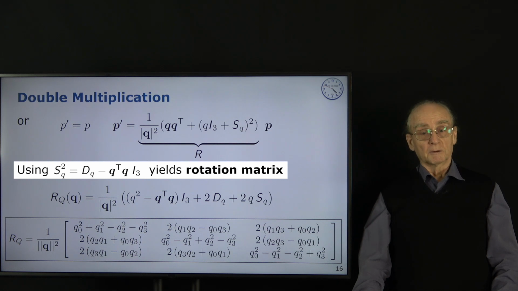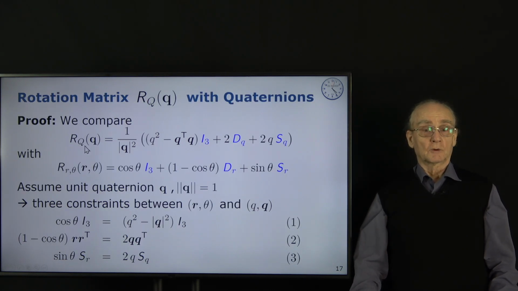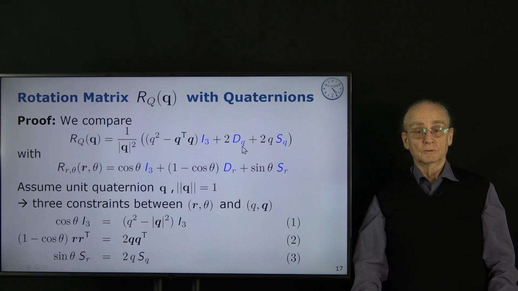This may be comparable to the representation of the rotation matrix which we learned last time, based on a rotation axis and a vector and a rotation angle. So we would like to compare this matrix with the entries I3, DQ and SQ with the rotation matrix based on rotation direction and angle, which also depends on I3, D and S. So the first thing is that we have to have a guarantee that the coefficients are the same.